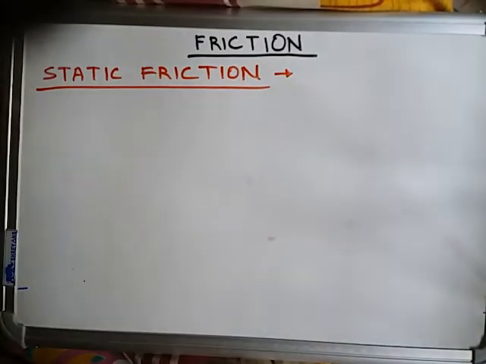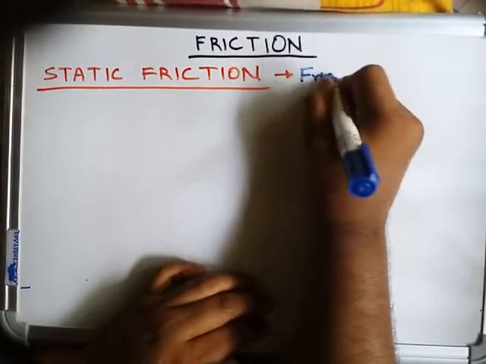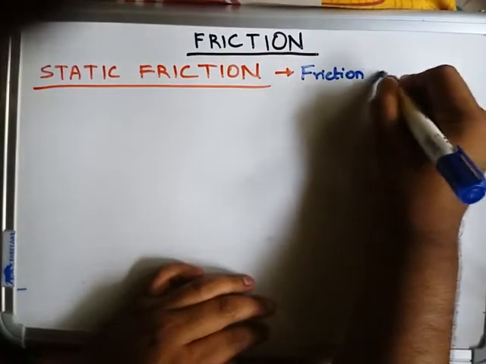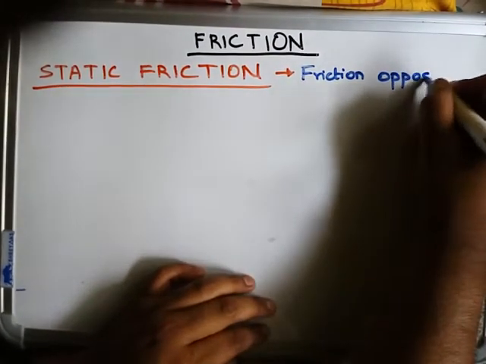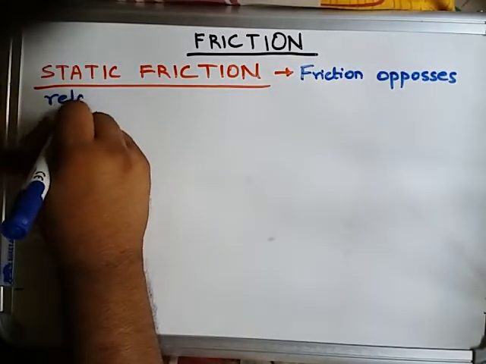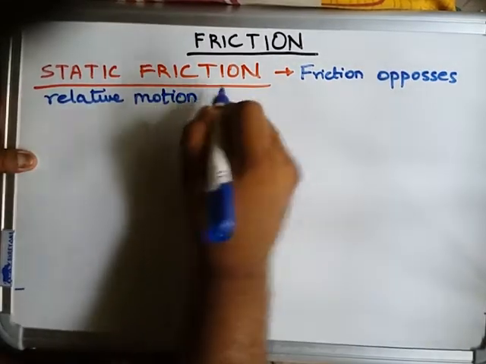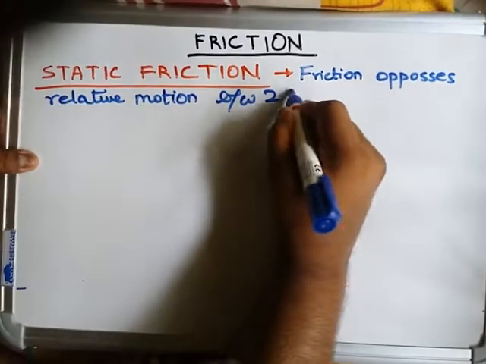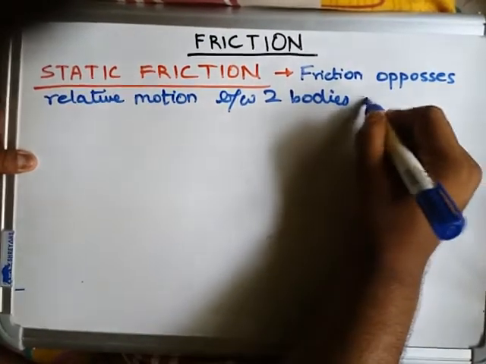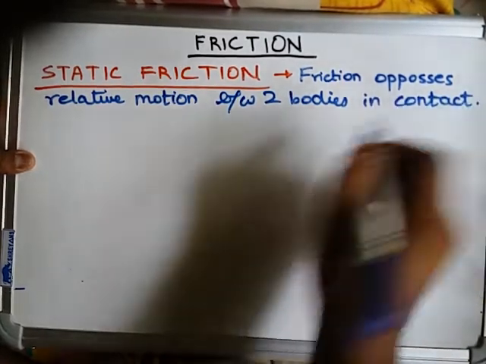Now let us see what is static friction. We all know friction opposes the relative motion between two bodies in contact.